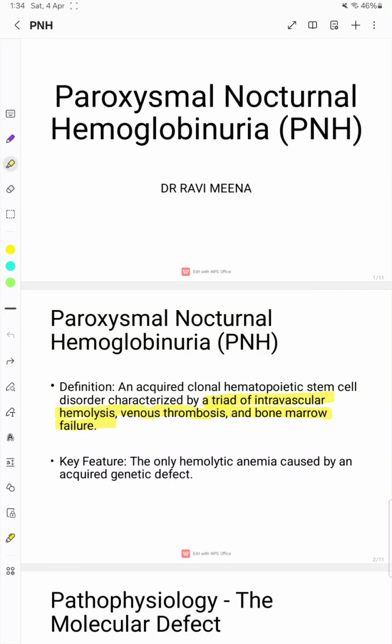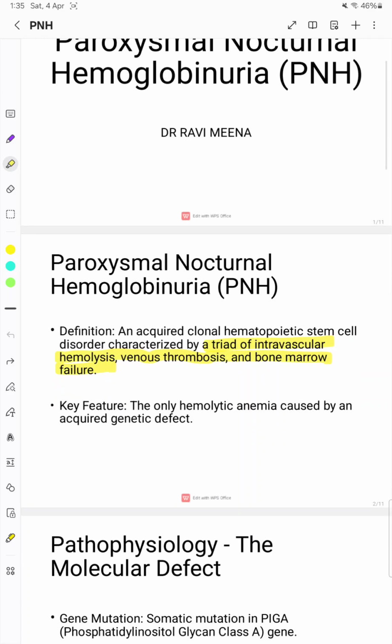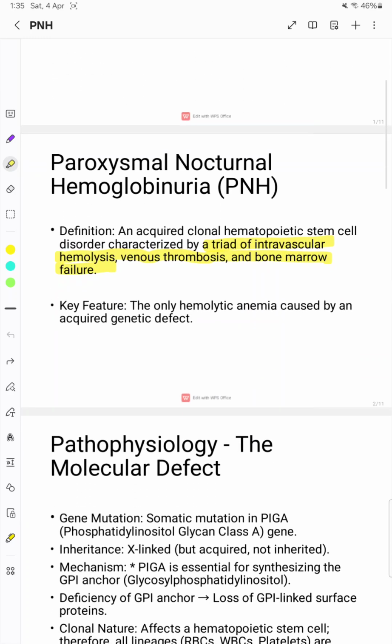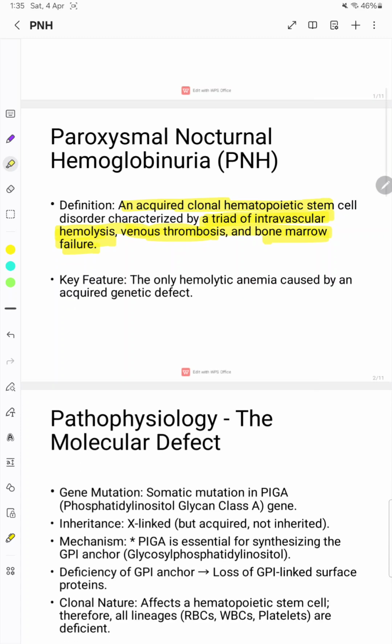Hello everyone, in this video we will discuss Paroxysmal Nocturnal Hemoglobinuria, or PNH. By definition, this is an acquired clonal hematopoietic stem cell disorder characterized by a triad of intravascular hemolysis, venous thrombosis, and bone marrow failure.